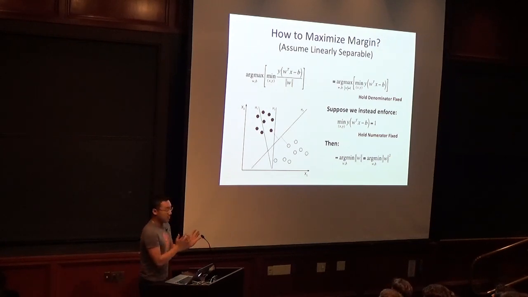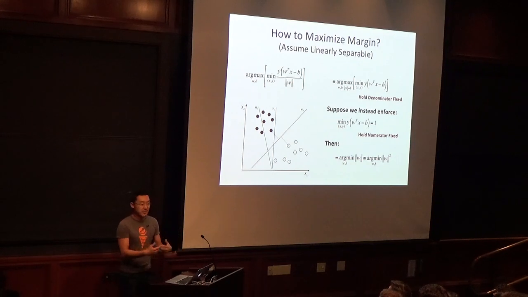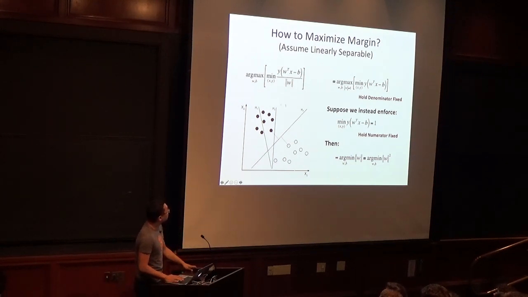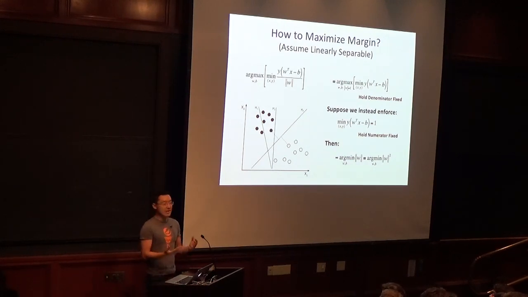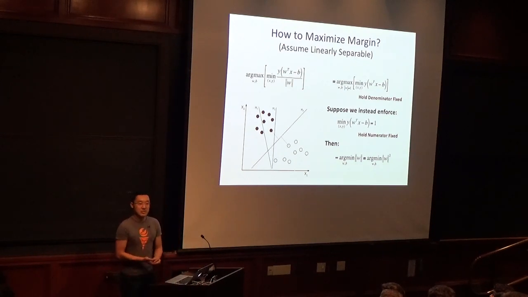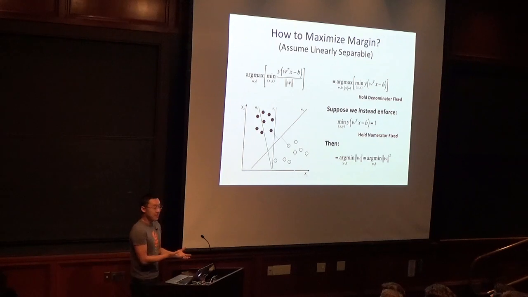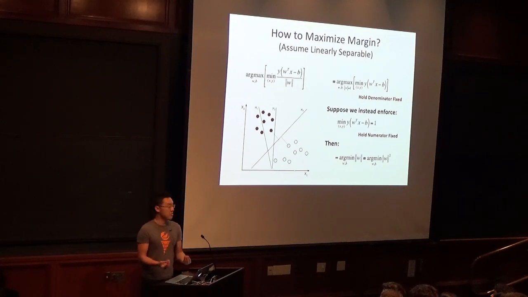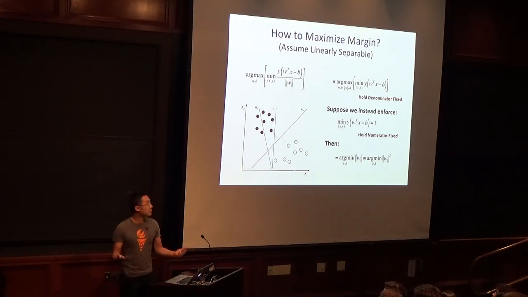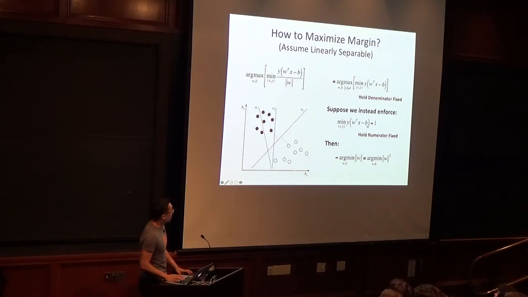What people often do, at least people's first instinct, is to fix the denominator of this interior term, in which case you get this particular optimization problem. For reasons that will become clear in the next few slides, if we want a formulation that is easily extendable to the non-linearly separable case, it makes more sense to hold the numerator fixed. Without loss of generality, let's force the numerator to be 1, which means we're only interested in w's where the minimum over x, y of y times w transpose x minus b equals 1. So this term has to be 1.